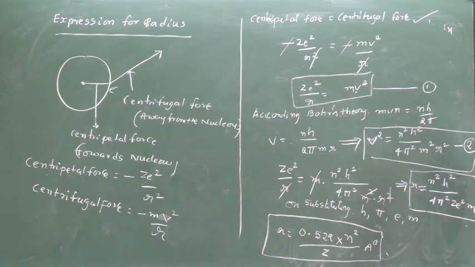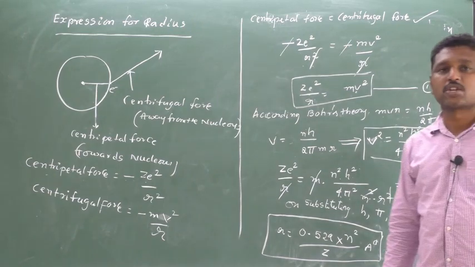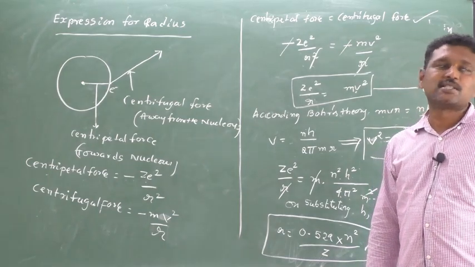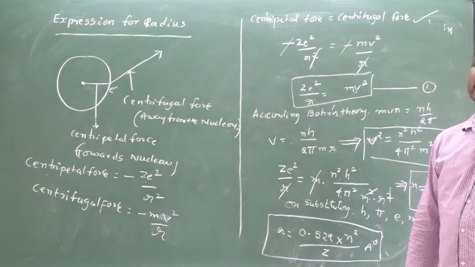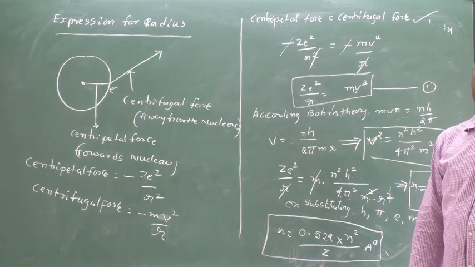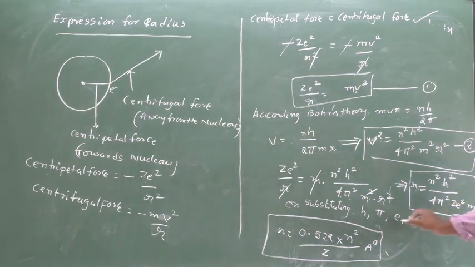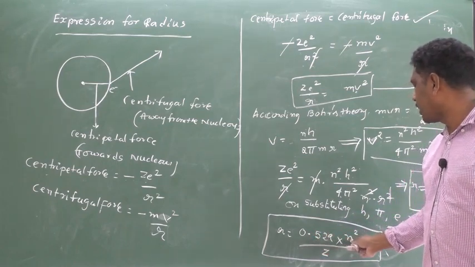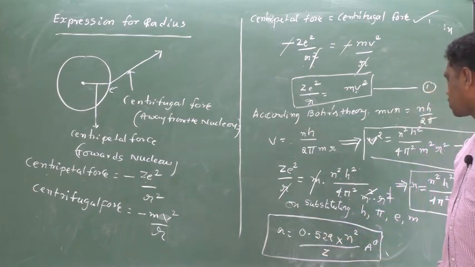These are the standard values: charge of electron, mass of electron, h equal to Planck's constant. You know the value of Planck's constant, 6.625 into 10 power minus 34 joule second, or 6.625 into 10 power minus 27 erg second. By substituting all these values, we get r value 0.529 into n square by Z angstroms.